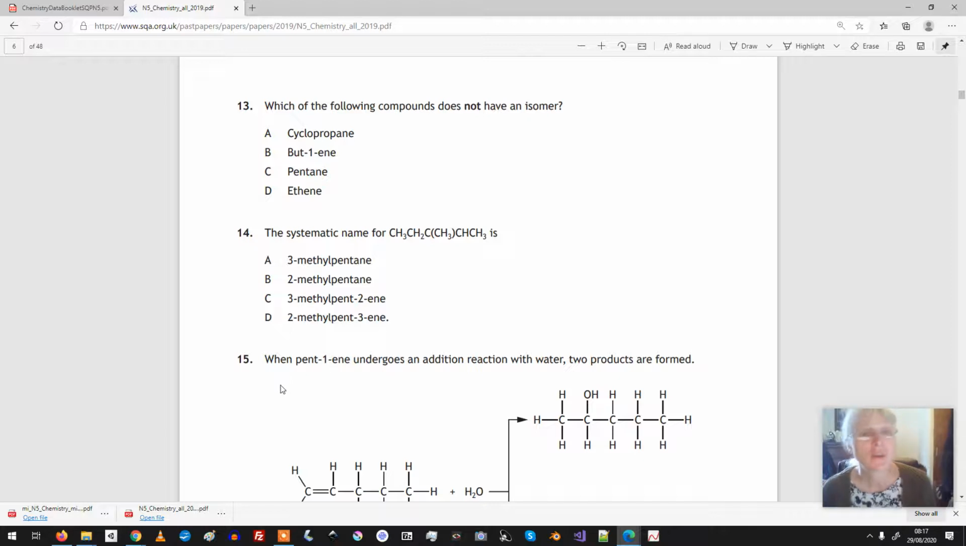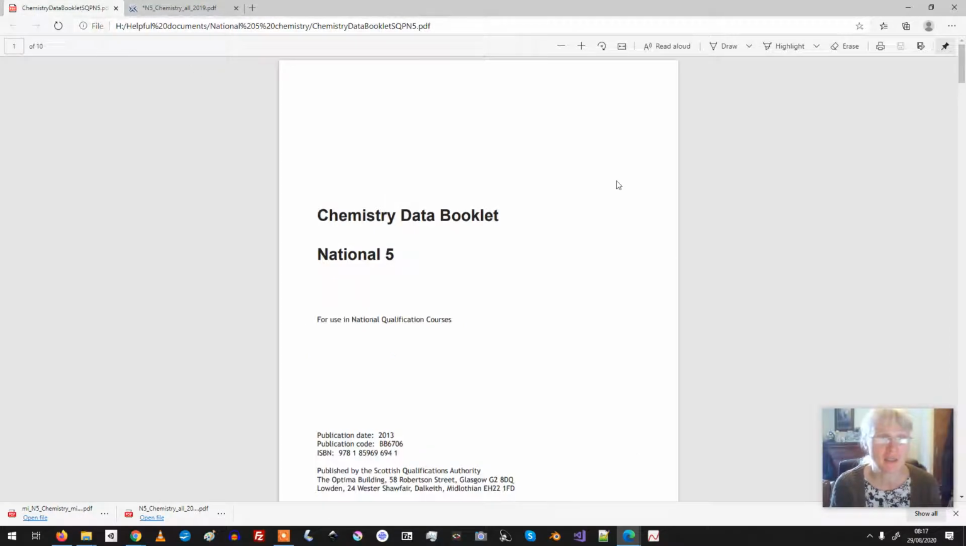Hi there. Question 13. Which of the following compounds does not have an isomer? Well, you might be able to spot this answer immediately in that it's ethene, because ethene is just a little tiny molecule like that. I'll show you in the data book.